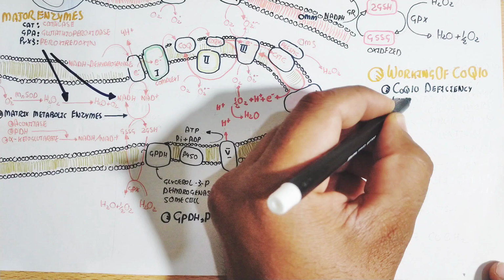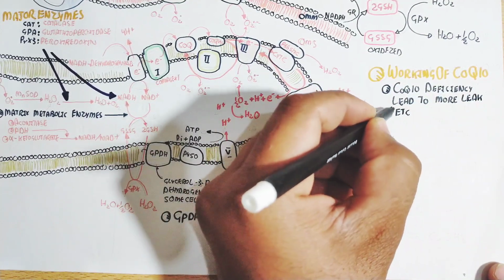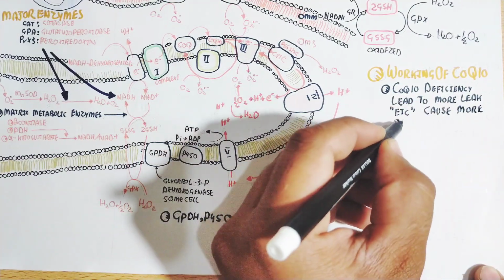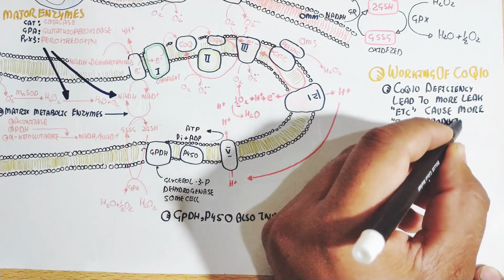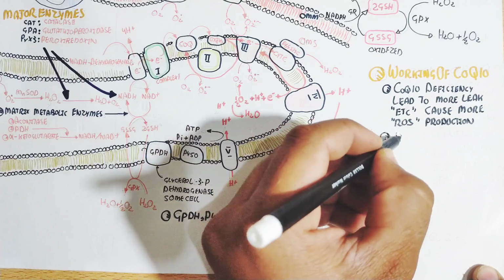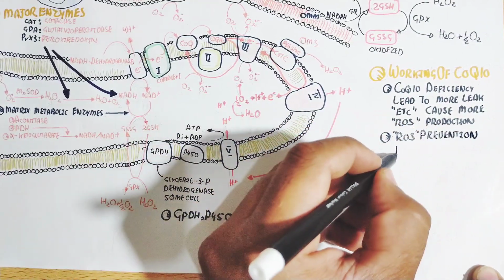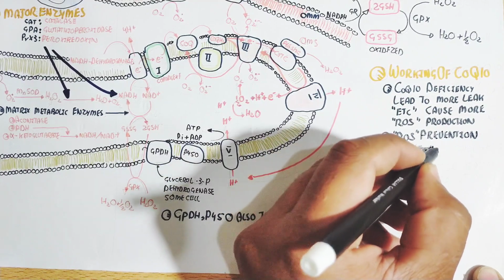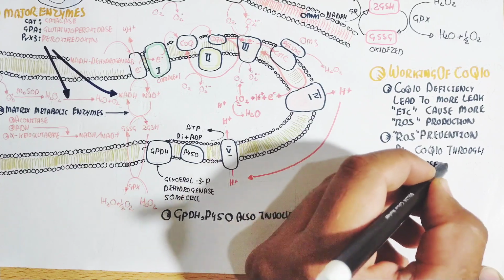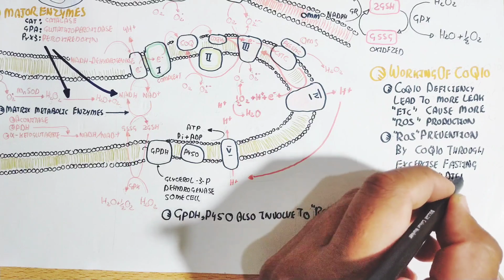Glutathione working in the mitochondria is important, converting hydrogen peroxide into water and oxygen. In this way, reactive oxygen species and free radicals are ultimately cleared. The working of coenzyme CoQ10 is also important. Coenzyme CoQ10 deficiency leads to more electron transport chain leak and more reactive oxygen species production. Reactive oxygen species prevention by coenzyme CoQ10 through exercise, fasting, ketogenic diet and supplementation will decrease the reactive oxygen species.